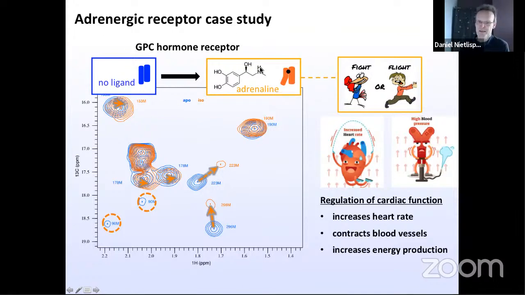Now, adrenaline is a hormone, and it is very much responsible for our fight or flight response of the body. So once the bear comes out from behind the tree, this is when adrenaline kicks in and makes us run away, hopefully, rather than fighting the bear. It increases heart rate, it contracts blood vessels, and it leads to a general increase in energy production. And as you can see, we do have some local changes in the spectrum. So NMR is able to pick up how the receptor is changing when we bind this adrenaline ligand.